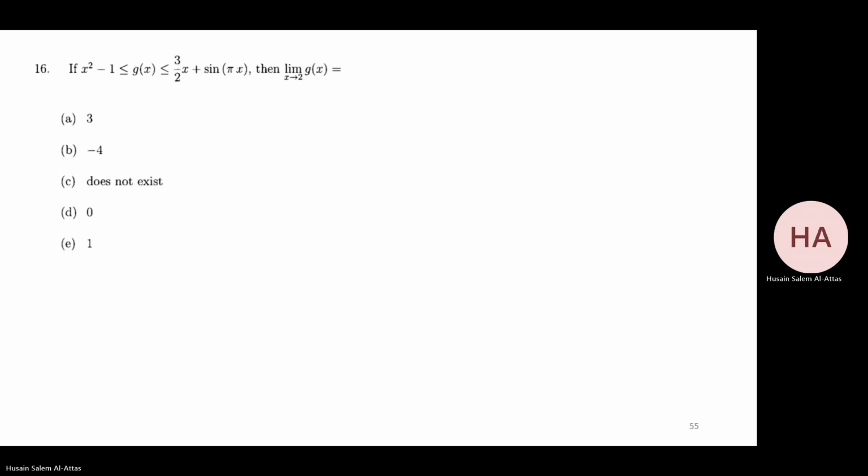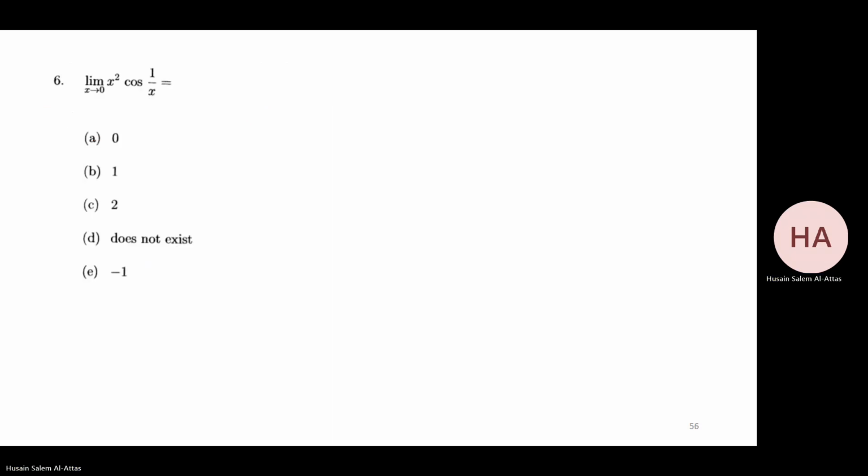Here, we'll do the same thing. As x goes to 2, this goes to what? 4 minus 1, 3. And this one goes to 3/2 times 2, which is 3, plus sine 2 pi, which is 3. So this one goes to 3 by the sandwich theorem. By squeeze theorem or sandwich. Same thing. I think this is very clear.